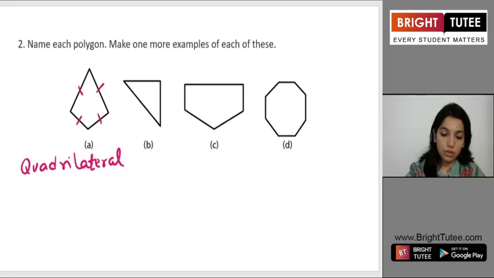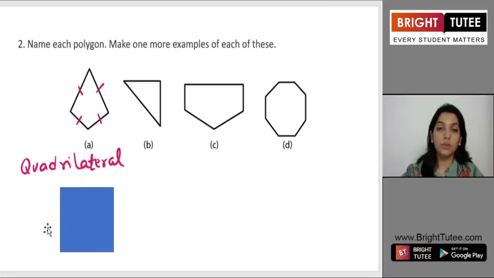So let me just put an image of a quadrilateral. I'll just use the simplest one, that is a square. Okay, so this is another example of a quadrilateral. You can even draw a parallelogram, you can draw a trapezium, you can draw a rectangle, anything, right?